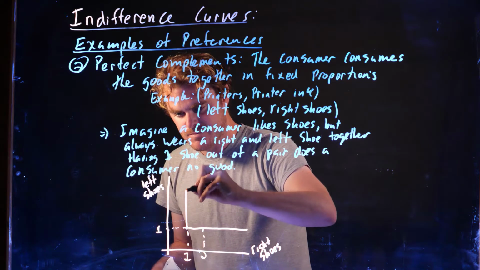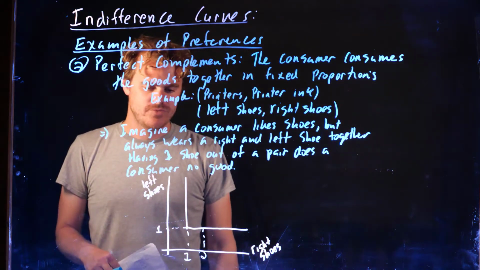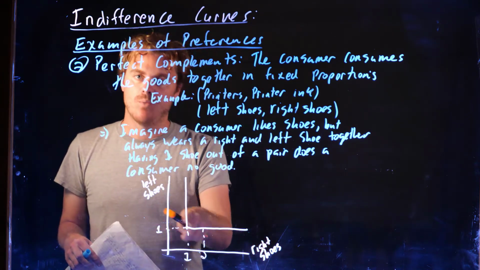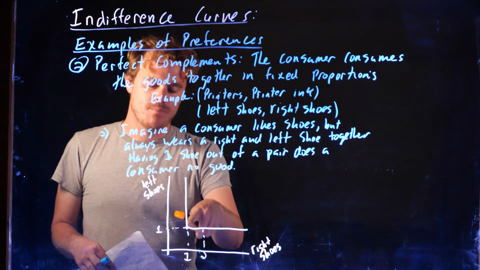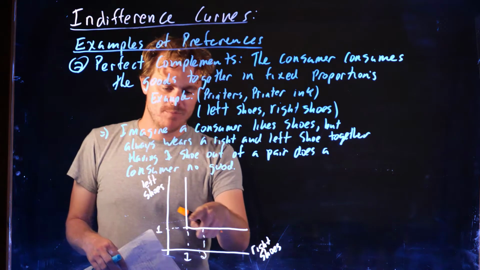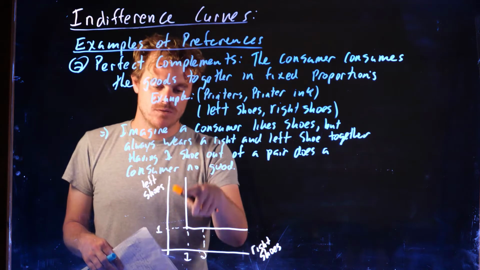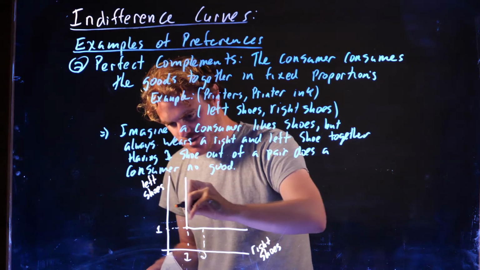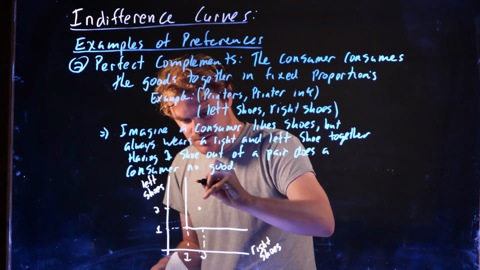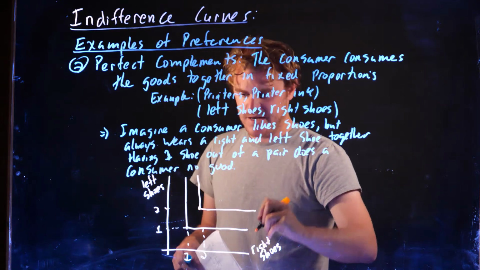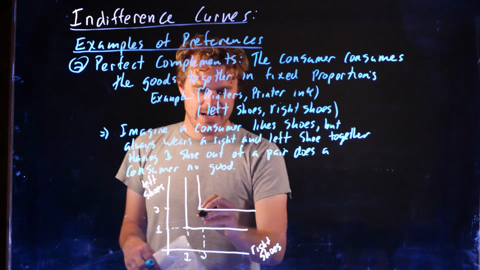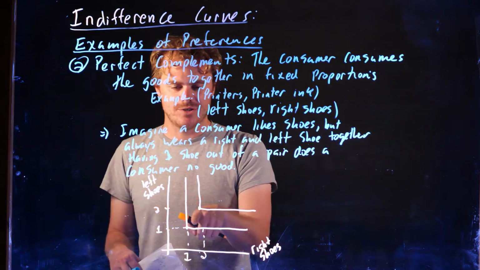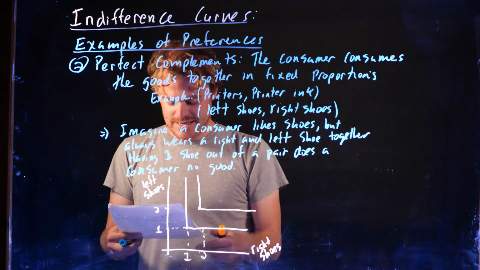And we can say the same in terms of left shoes. If they had 2 left shoes and 1 right shoe, they're just as happy as if they had 1 of each shoe. So our perfect complements have these kind of right angle indifference curves. And in this case, here's 2, and let's put 2 up here. Then we have another indifference curve here at 2, 2, and they're indifferent between having 2 of each shoe or having 10 right shoes and 2 left shoes. So we have these right angle indifference curves.